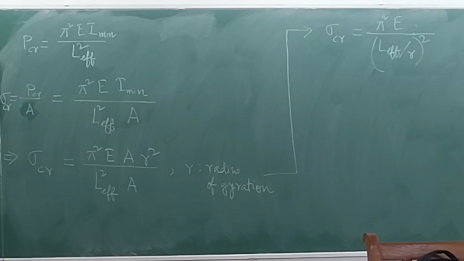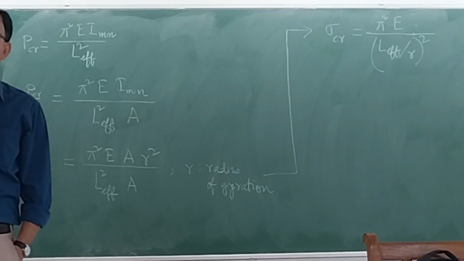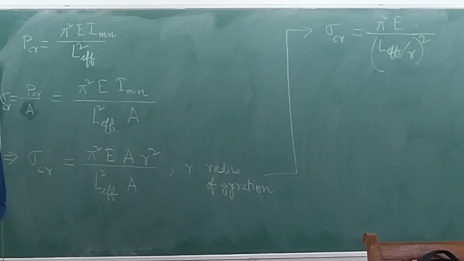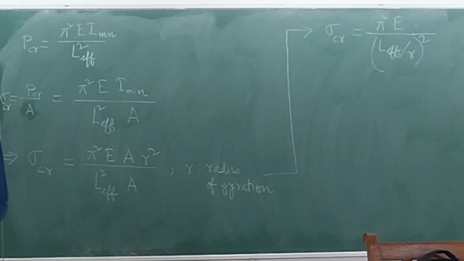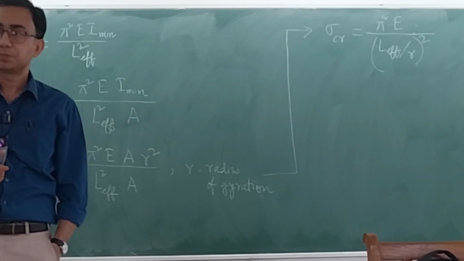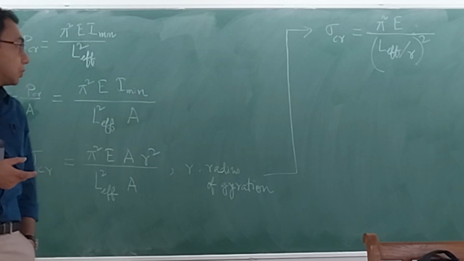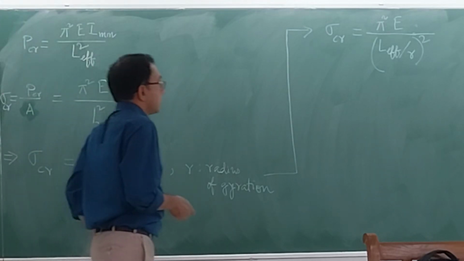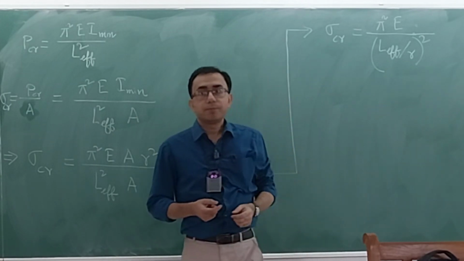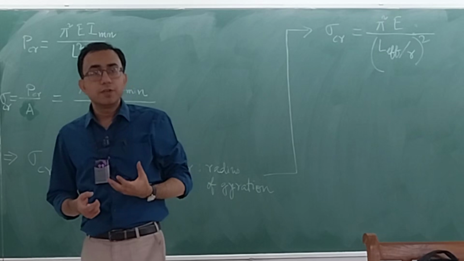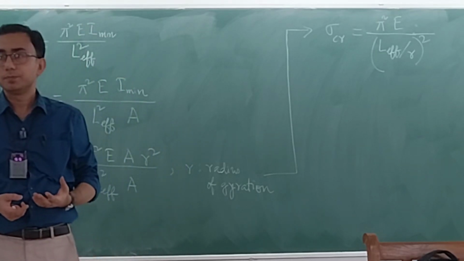Now what is this L effective by R? See this R, the radius of gyration, for a rectangular cross section you actually do not have any radius, right? But the radius of gyration is like the effective radius. Okay, so this L effective by R denotes what is actually referred to as the slenderness ratio.